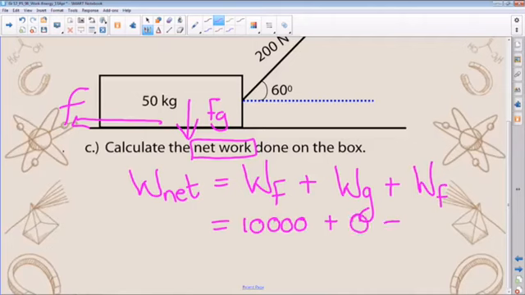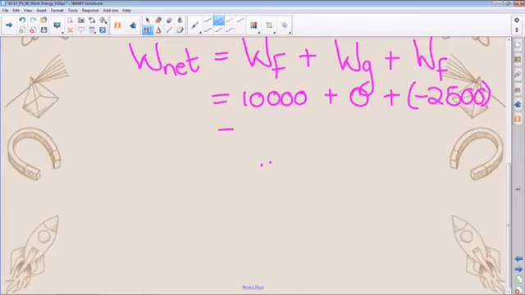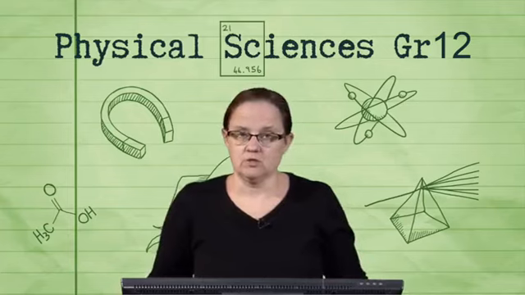And the work done by friction was minus 2,500. So that means that we get 7,500 joules. You know what? On a question like this, that's the easiest way to do it in terms of calculating net work, because we led you, we made you calculate work done by the force, work done by gravity, work done by friction. But what if that was the first question I asked you and I told you what friction was?